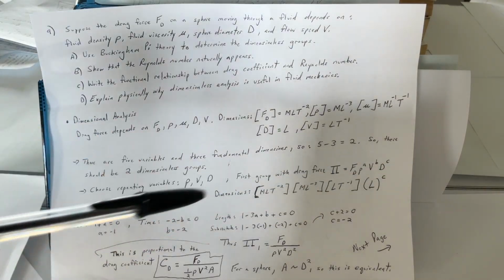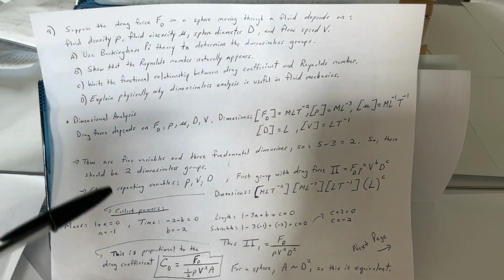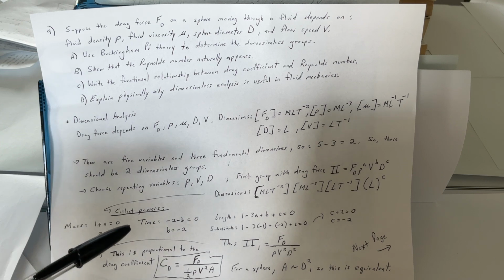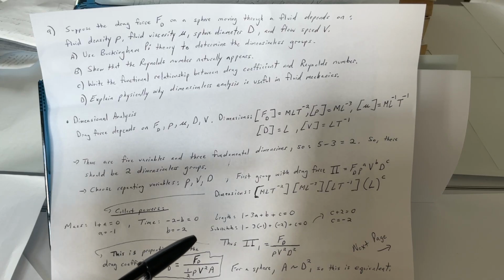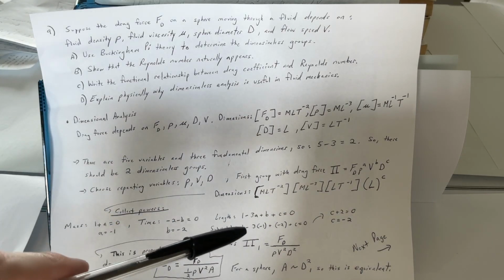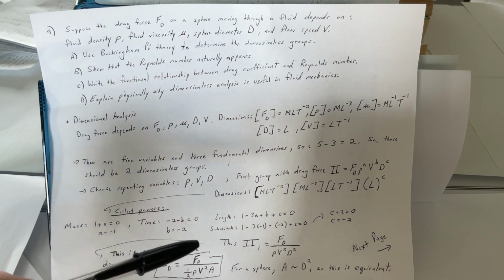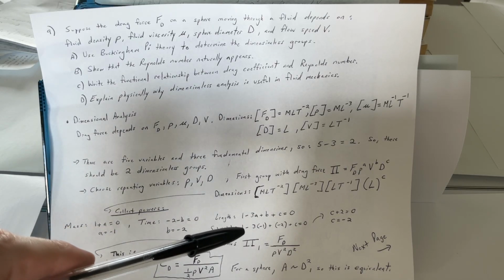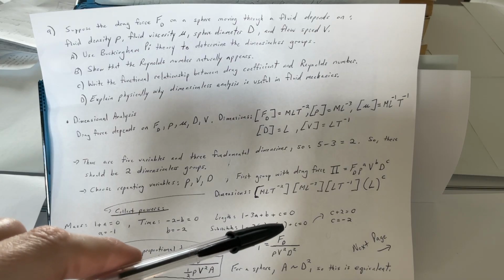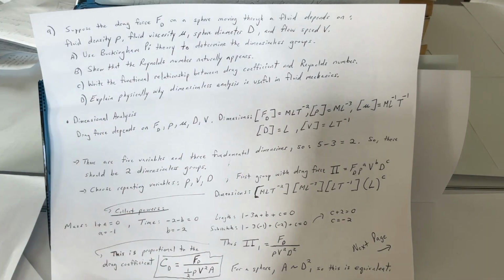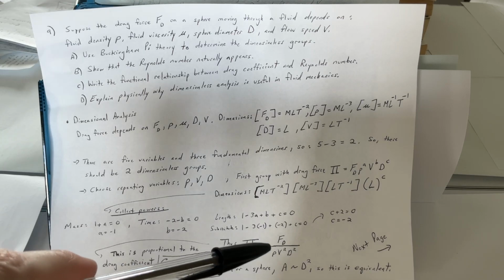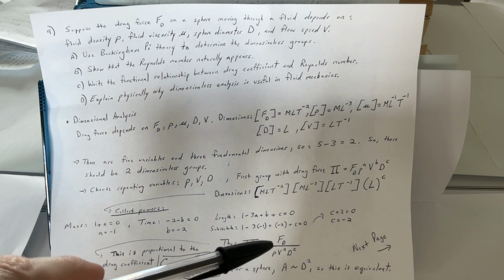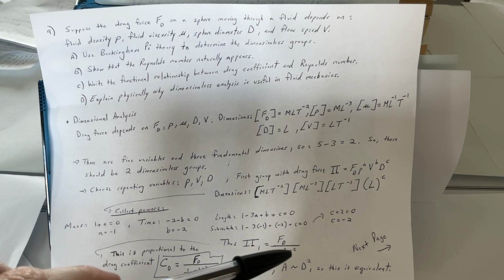So what we do now is collect the powers. We're going to use systems of equations here. For the mass, 1 plus a is 0, so a is negative 1. For the time, negative 2 minus b equals 0, so b is negative 2. And for the length, 1 minus 3a plus b plus c is 0. Substituting, 1 minus 3 times negative 1 plus negative 2 plus c is 0, so c plus 2 is 0 and c is negative 2. So we can write this drag force group as F sub d over rho v squared d squared.